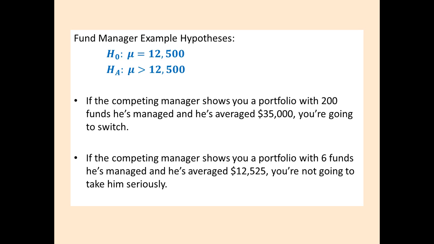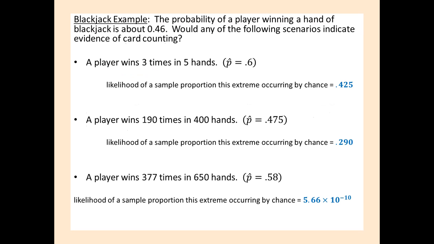Right, you say, well, that's not just a fluke when he's got 200 funds, and that's what the average is. However, the second bullet point, the average is slightly above 12,500, and then only 6 funds. Yeah, 12,525 is bigger than 12,500, but only by a little bit, and that sample size is really tiny. That's one that you're not going to consider switching. And this example is here to kind of illustrate the same concept.